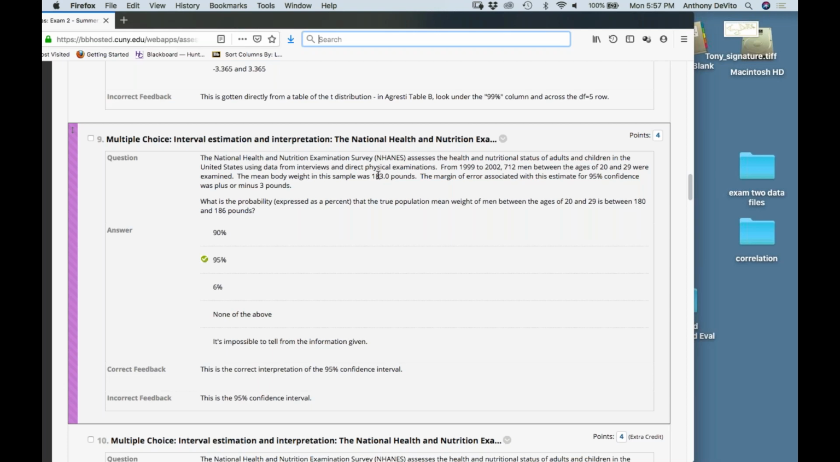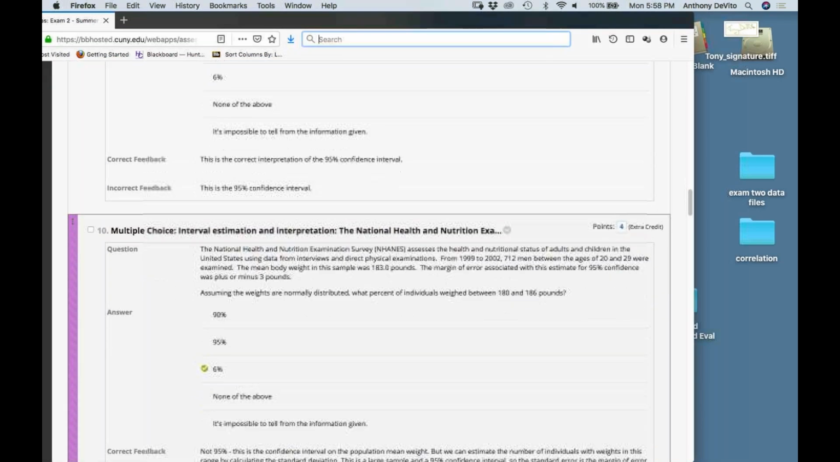Well, the mean body weight was 183, so our margin of error, which includes our standard error and our t-score for our sample, which is going to be very close to 1.96 because look how big that sample is, is 3 pounds. So our confidence interval, remember, this is not the standard error, this is our entire margin of error. So our 95% confidence interval is 183 minus 3 and plus 3, which would be our 180 to 186. So that's our 95% confidence interval.